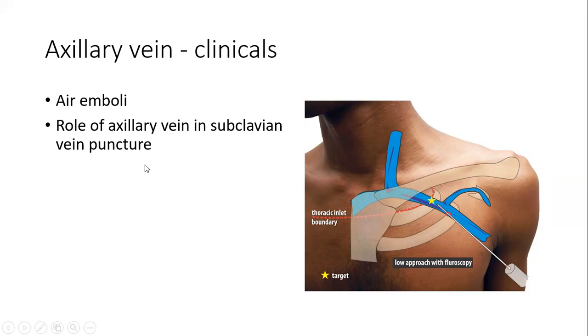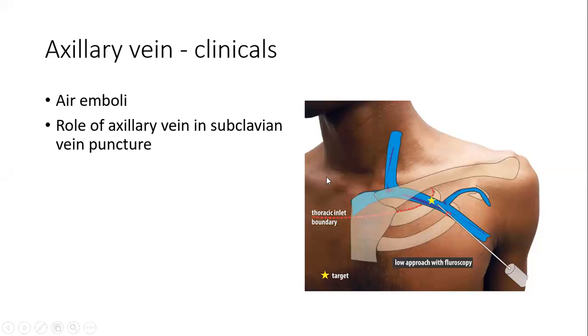Role of the axillary vein in subclavian vein puncture. In subclavian vein puncture, in certain cases, we introduce a catheter that is to be placed within the subclavian vein. But in order to locate the subclavian vein on the patient, the axillary vein becomes very important. Now we all know that the axillary vein at the outer border of the first rib becomes the subclavian vein. So the needle is directed medially to enter the subclavian vein as it crosses the rib.